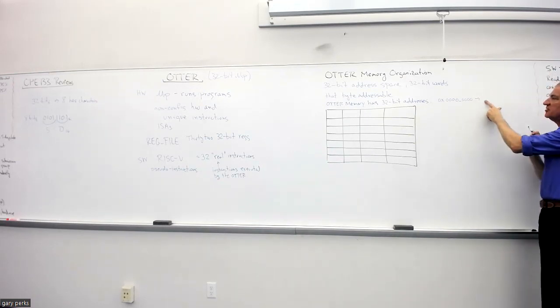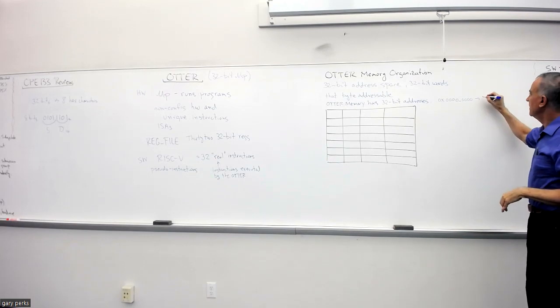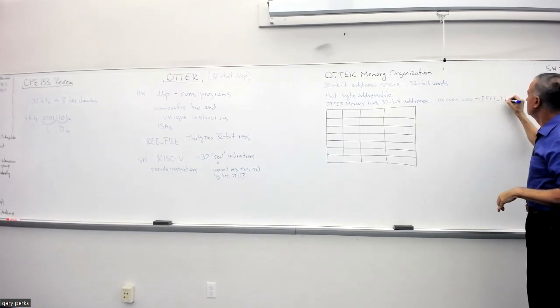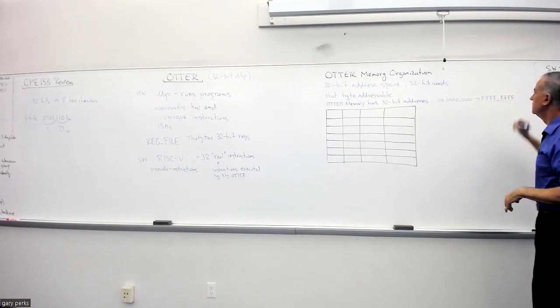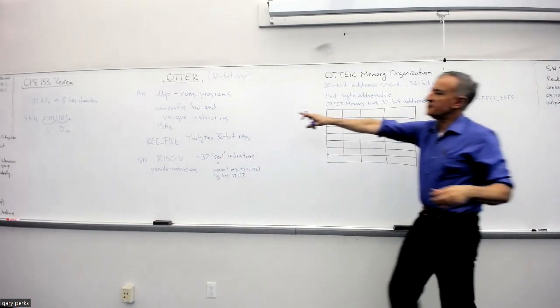And then what would be the largest address in hex? They're all Fs, right? Because that would correspond to 32 ones. All right, so everybody see what I did here? Everybody remember this?